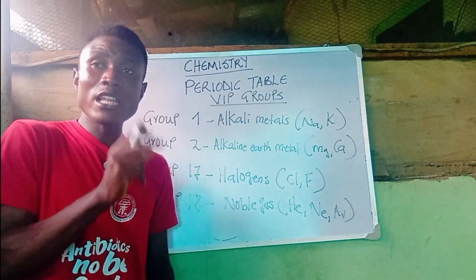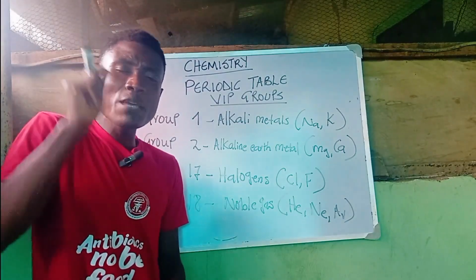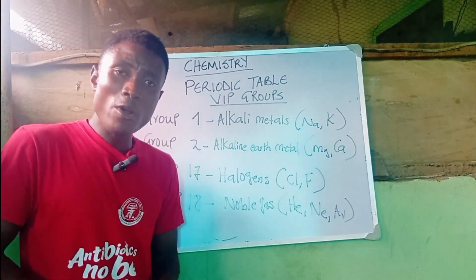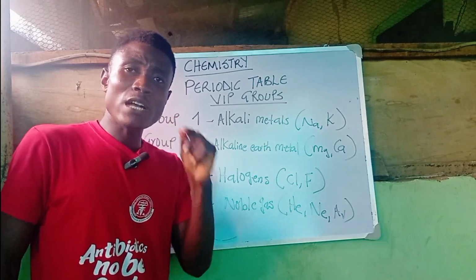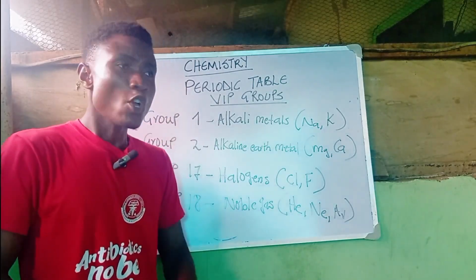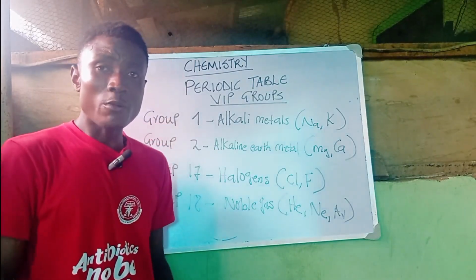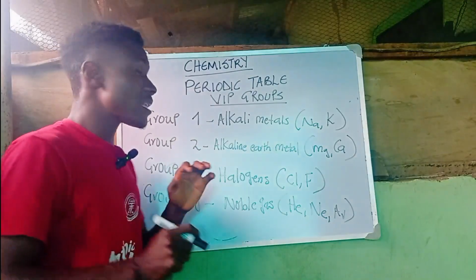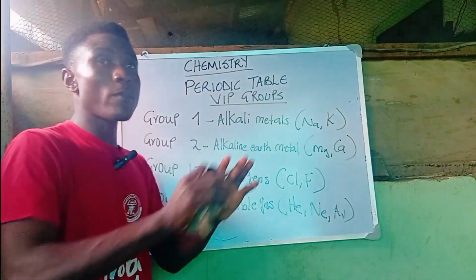All elements in the same group show similar chemical properties. This is because they have the same number of valence electrons. So that is just how it is. Those are the tips and tricks you can use to remember the periodic table, grouping elements into their group and their period.